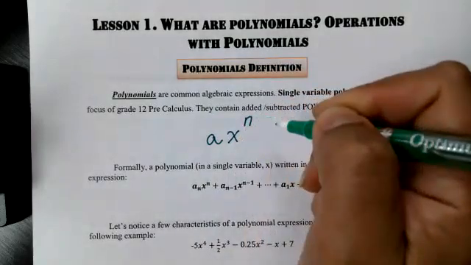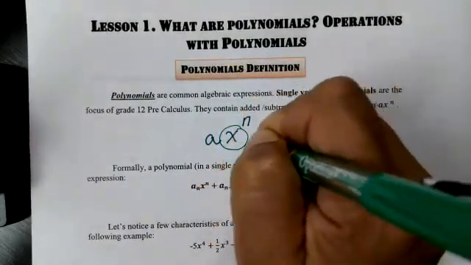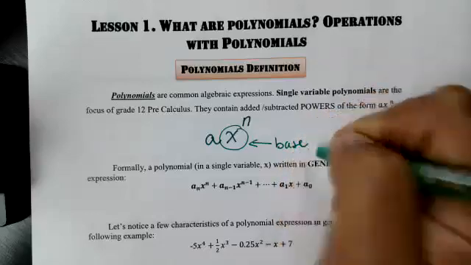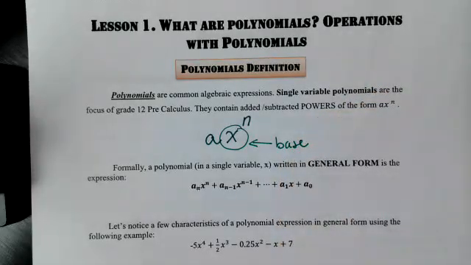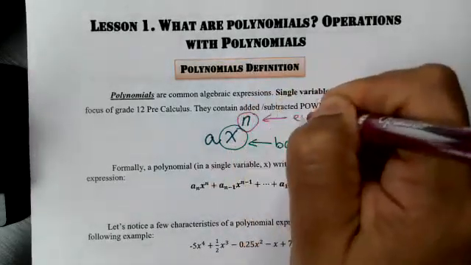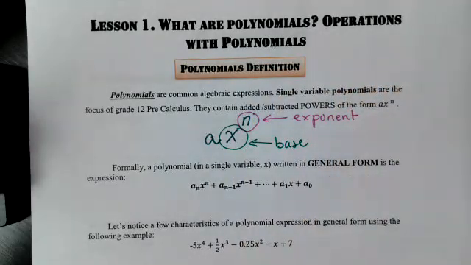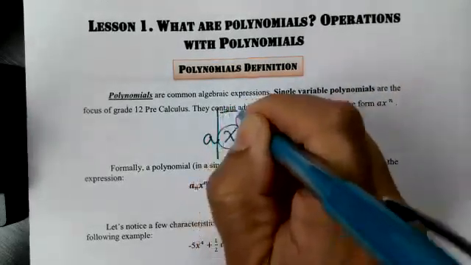A power is an exponent form. It would have a base, and that's where you're going to see your variable, x, in the base. And then it will have what we call an exponent. The number in the superscript is called the exponent. Now the whole thing is called the power.